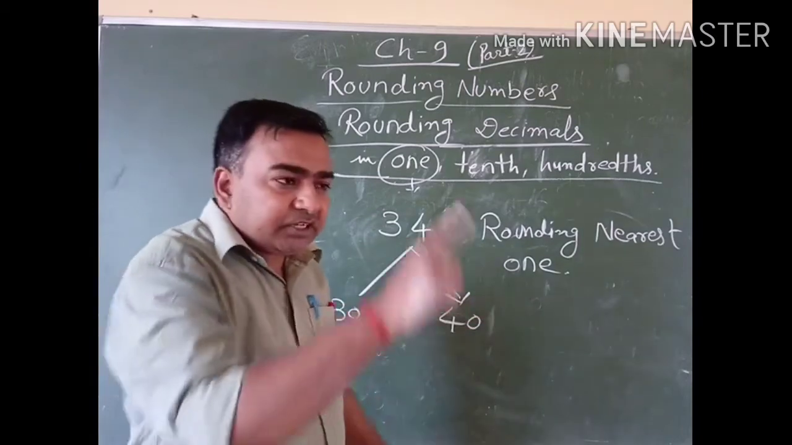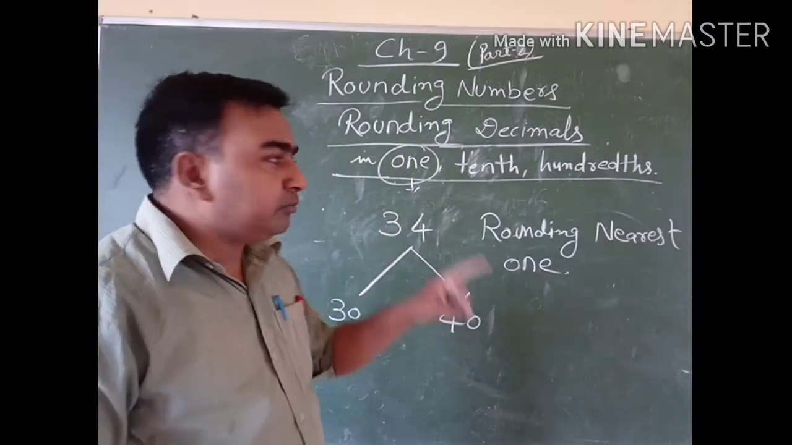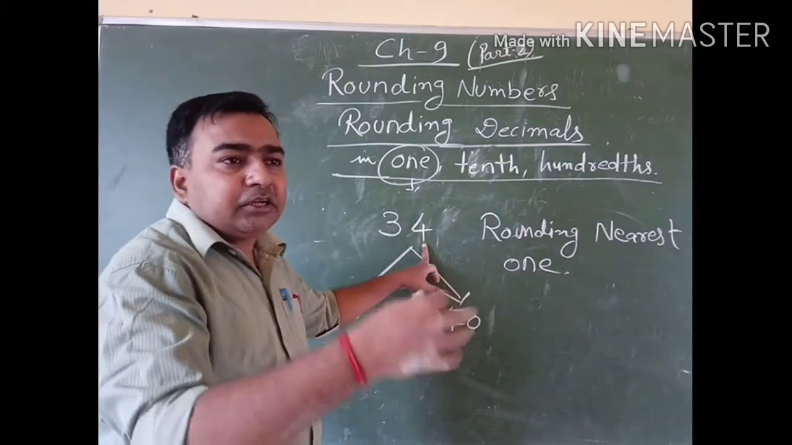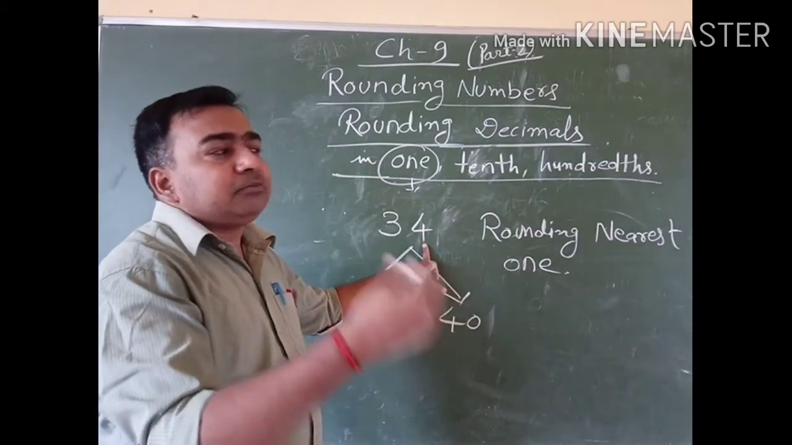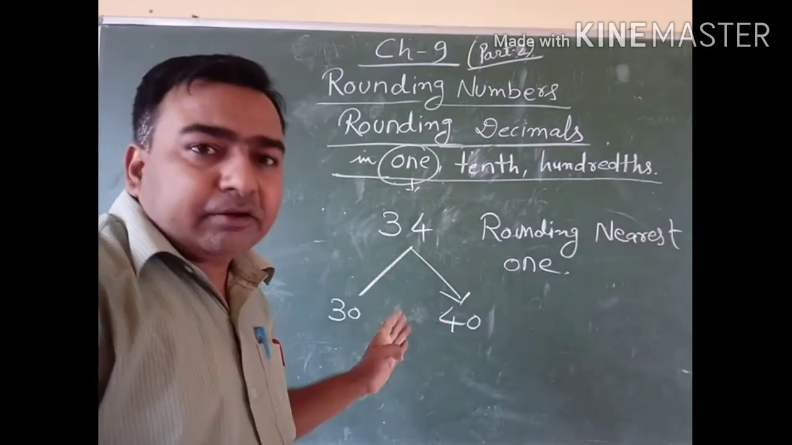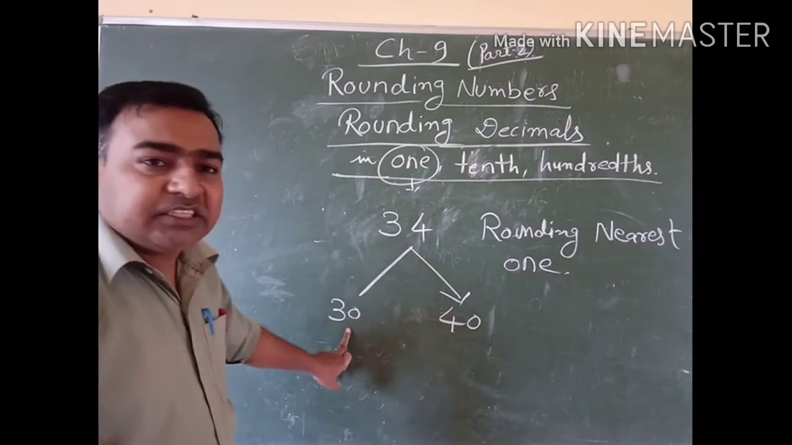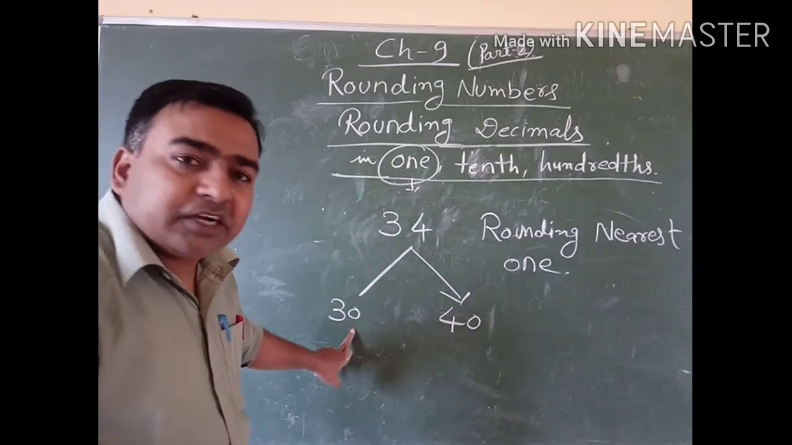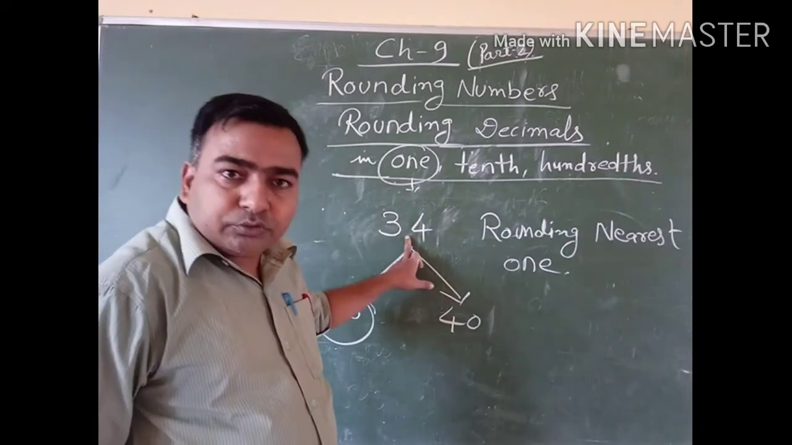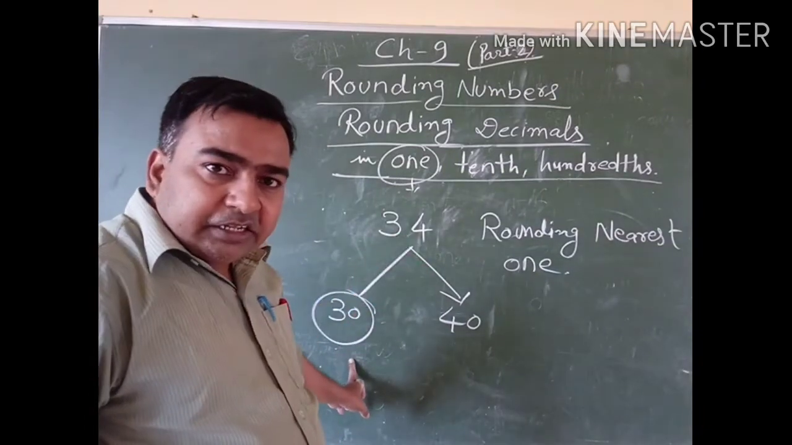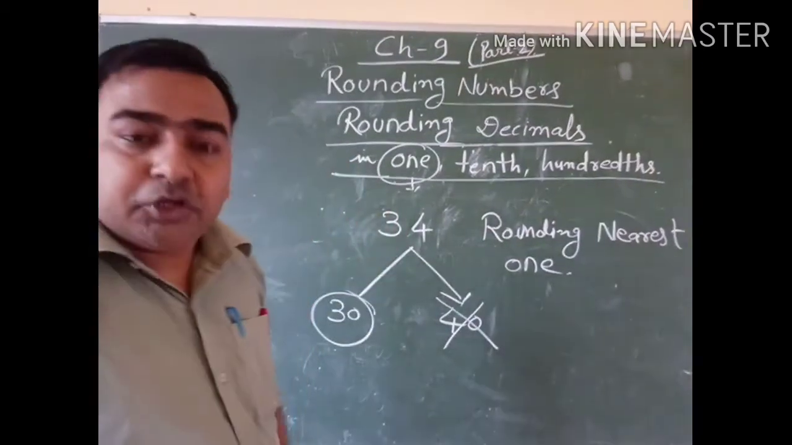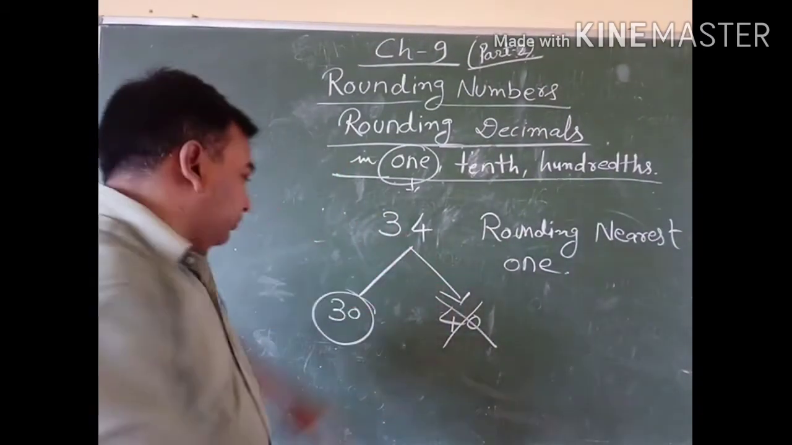Already I told, when the ones place number is from 1 to 4, we will go backward. So what is the answer? 30 is our answer. In this question, when we change this 34 to the nearest 10, the answer is 30, not 40. So this is the whole number now.